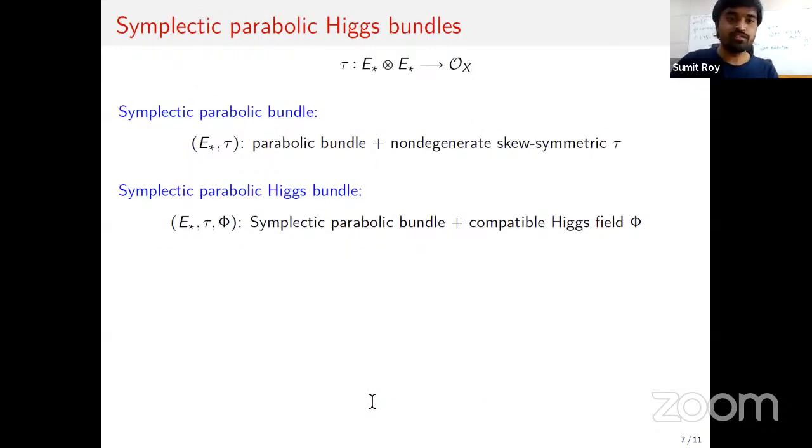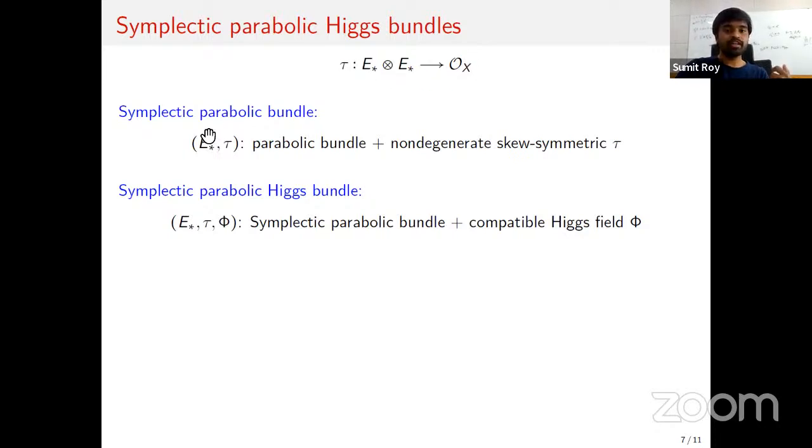Okay, now the main object of our talk. So it's a symplectic parabolic Higgs bundle. Okay. So let τ be a bilinear form from E^* tensor E^* to O_X. O_X is the trivial line bundle over X. Okay. You can replace this O_X by any other line bundle, but for simplicity, you can assume that τ takes values in the trivial line bundle. So this is a bilinear form.